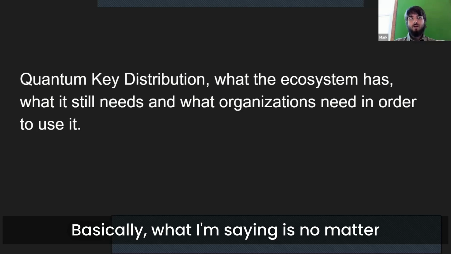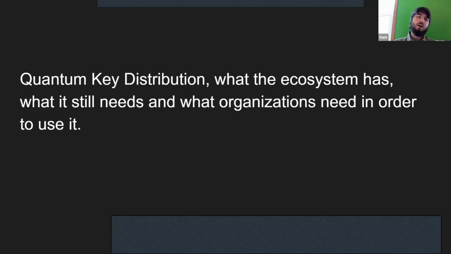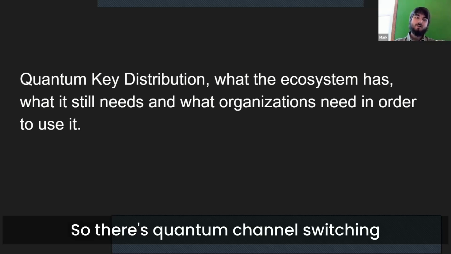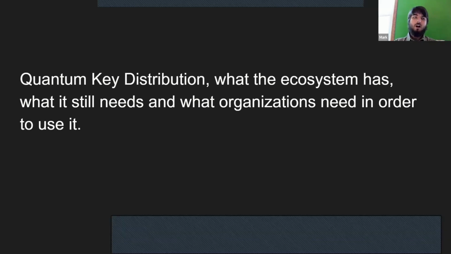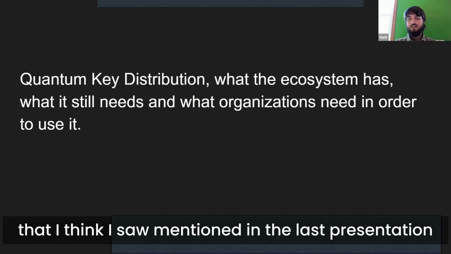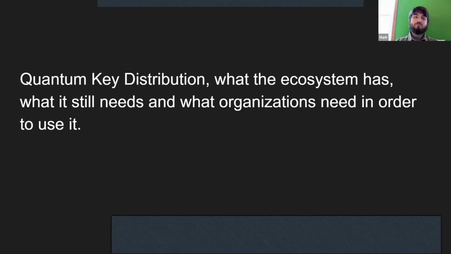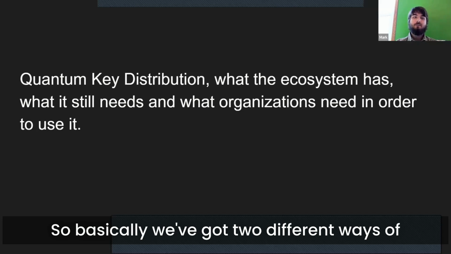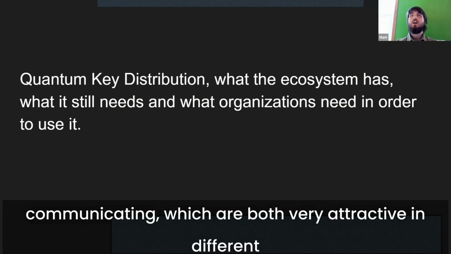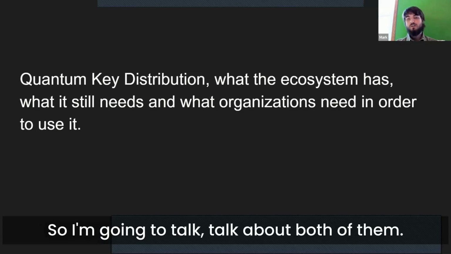Basically, what I'm saying is, no matter how you slice it, there are two principal types of quantum key distribution. There's quantum channel switching and trusted repeater sources. There was a paper from the Institute of Physics that I think I saw mentioned in the last presentation as well. That was a big help for this. So we've got two different ways of communicating, which are both very attractive in different ways. And I'm anticipating a hybrid approach. So I'm going to talk about both of them.